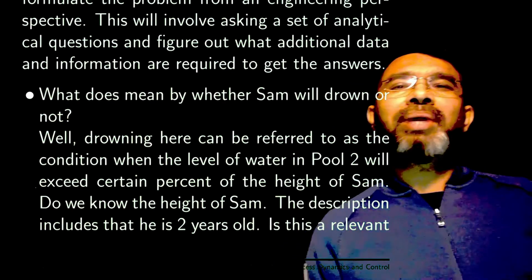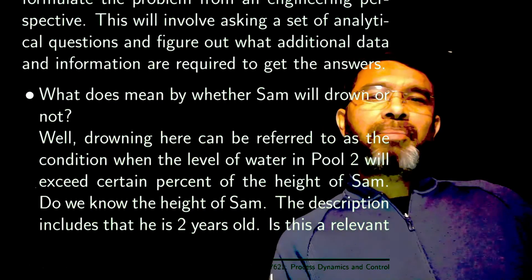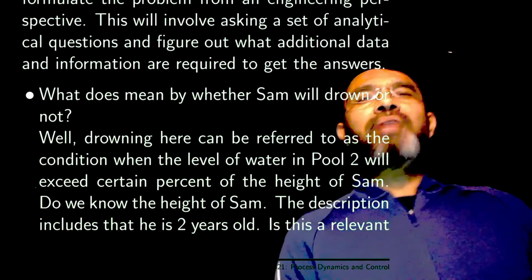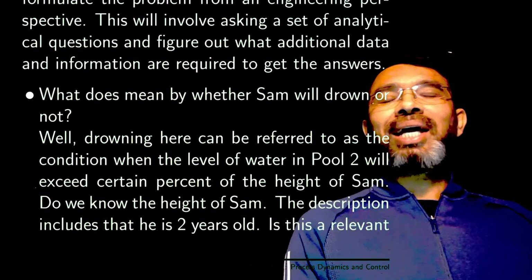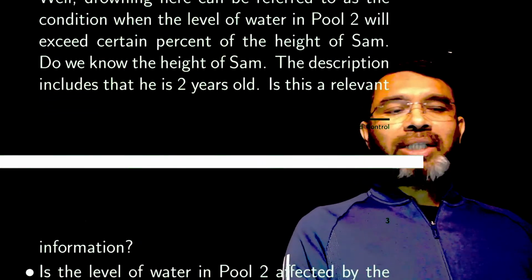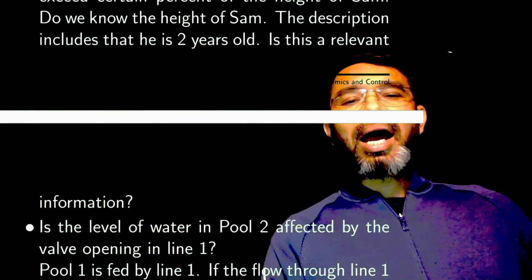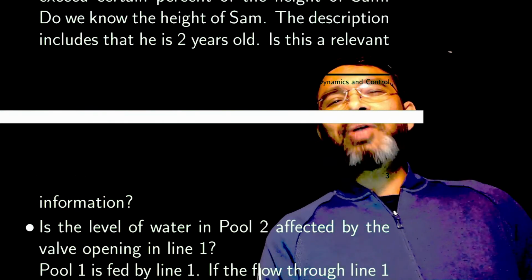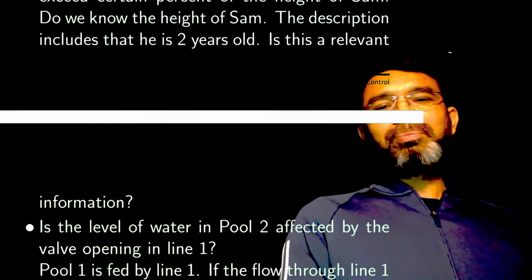Now, the description of the problem tells you that Sam is a 2-year-old boy. Does it give any particular information to answer the question? So here I need to look at what information is provided, what information is required, and what information is relevant to collect. So for this particular problem, we may not need to know the age of the boy, rather we may need to know the height of the boy.